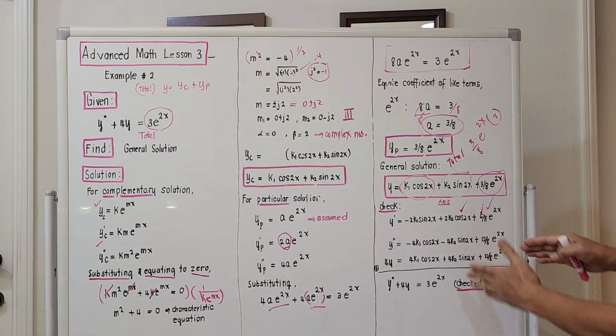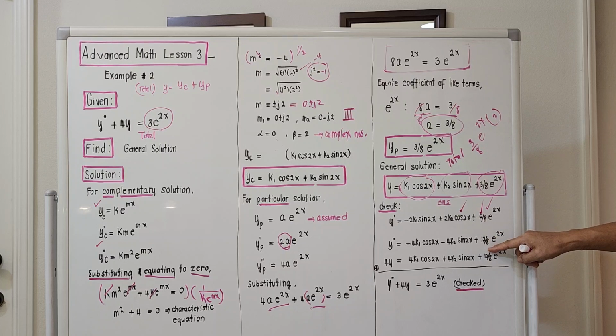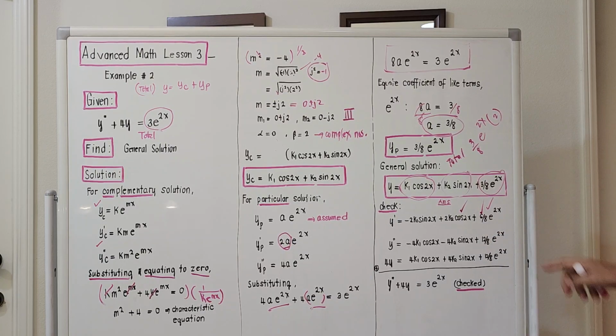For the last part, it's still the same. Take this 6 over 8 times 2, it will become 12 over 8 times e to the 2x, because the derivative of e to the 2x is e to the 2x times 2. So 6 over 8 times 2 will be 12 over 8 e to the 2x. So the second derivative of this one will be this one. That's the total value of the second derivative.